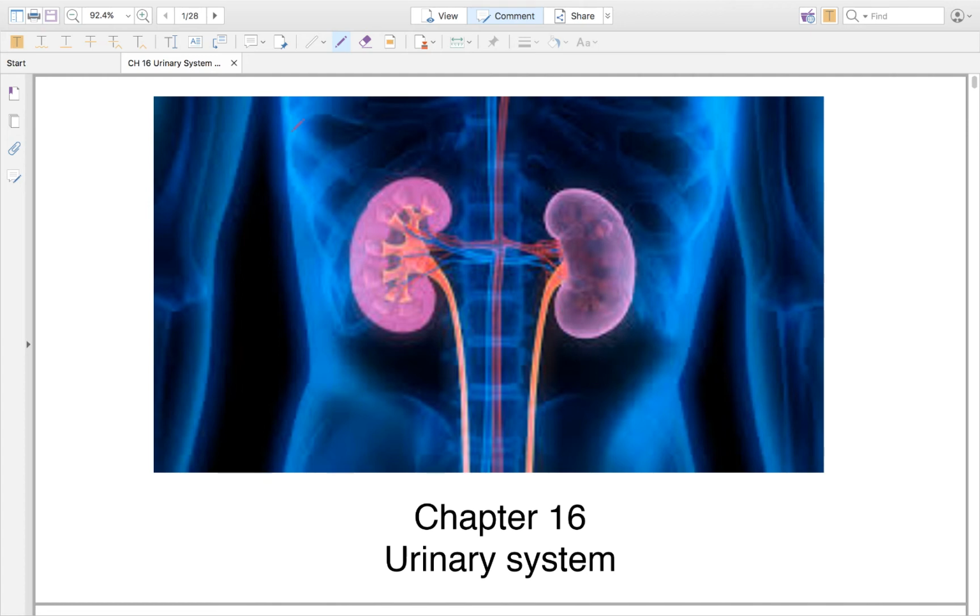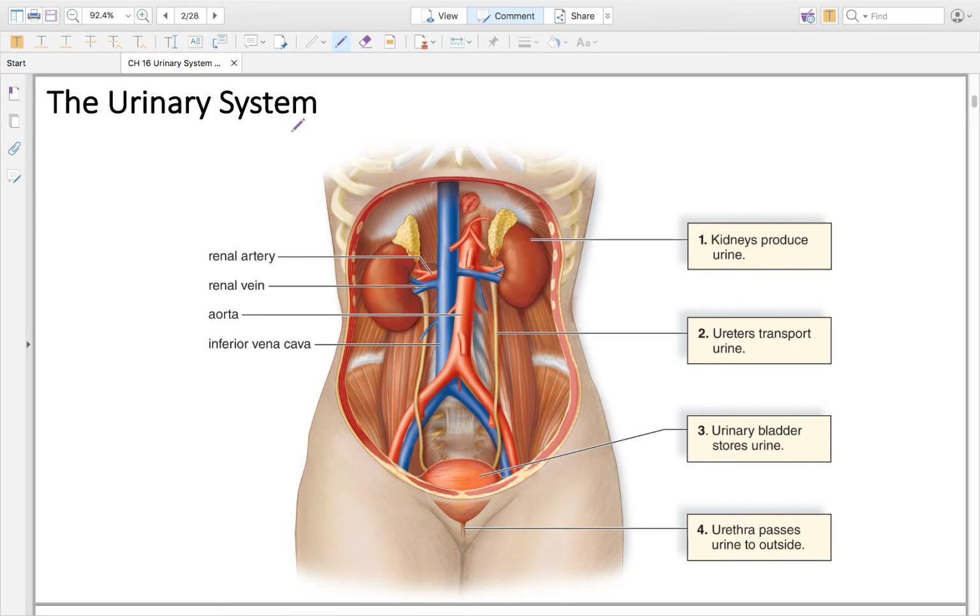Chapter 16, the urinary system. Okay, so we're going to start with the anatomy of the urinary system. All right, so of course we have the kidneys.